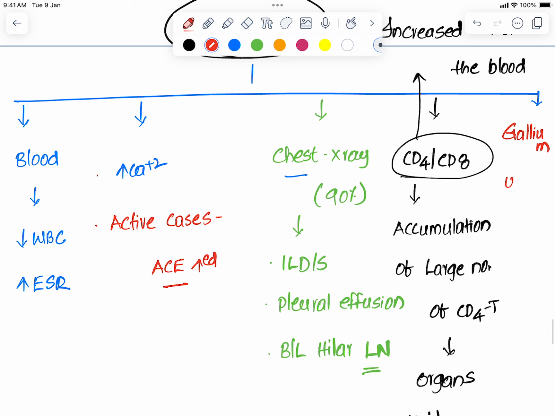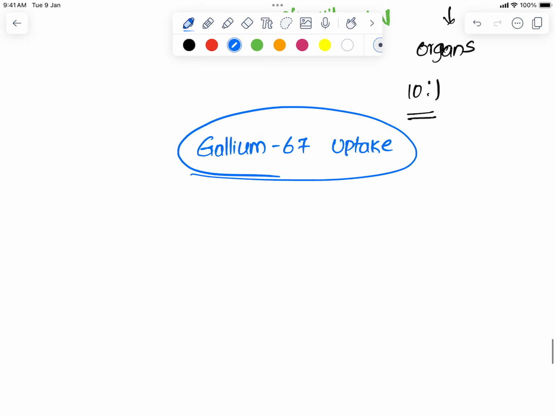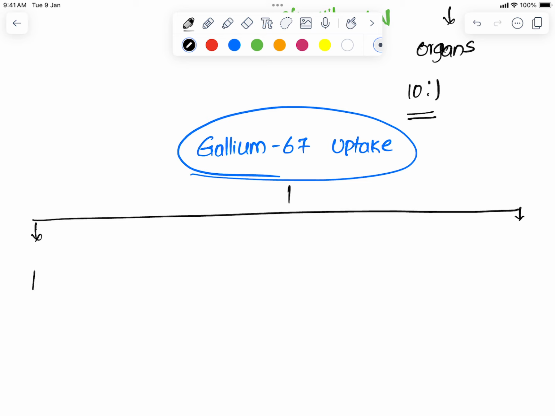Right? We have gallium uptake studies. So these are the radionuclide studies, that is gallium 67 uptake. This gallium 67 uptake will give rise to the two important signs. So wherever there is non-caseating granuloma, there is excessive gallium 67 uptake, and that will result in the two important signs.